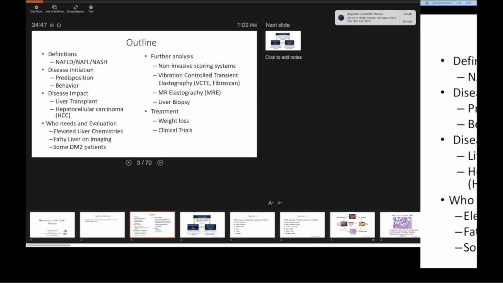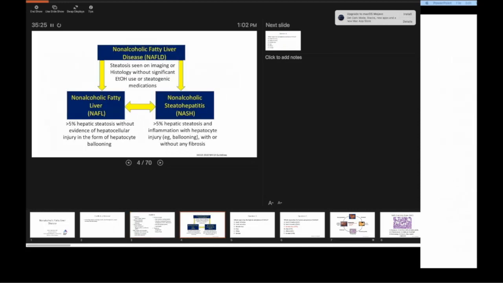There's a quick outline, so we'll start off with definitions so we all know what the heck we're talking about, with NAFLD, and then NASH. We'll talk about disease initiation, predisposition, behavior, the disease impact, why we care, the toll on liver transplant, the rising HCC that we're seeing, and we have great investigators for HCC here in-house, so they'll cure it soon. Who needs an evaluation? Further analysis through different modalities that we'll go into, and then ultimately with treatments.